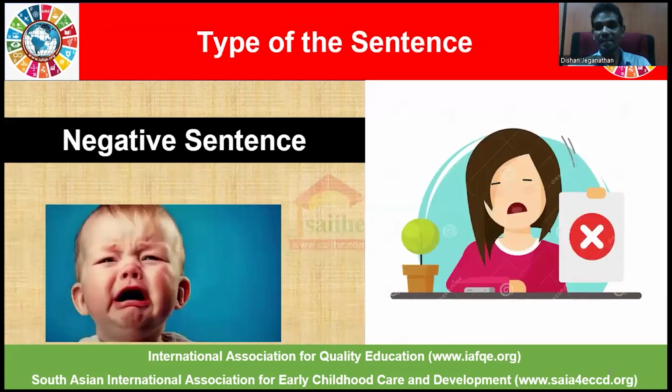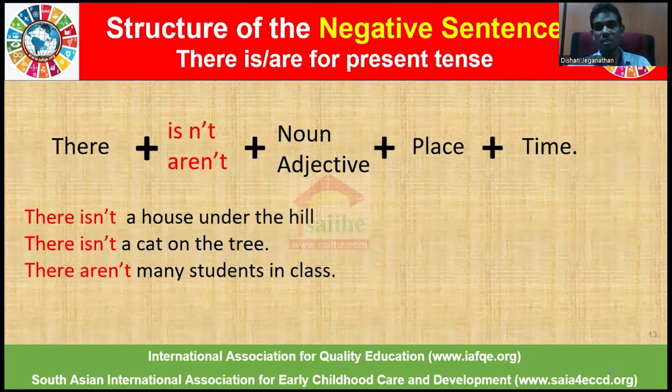So let's move on to the negative sentence. The negative structure, the format goes as there isn't or there aren't, plus the noun and the adjective. So is not and are not. If you have followed the previous lectures, I always say it's always advisable to make use of the contracted form rather than saying there is not and there are not. So the examples given here are, there isn't a house under the hill. There isn't a cat on the tree. There aren't many students in the class.